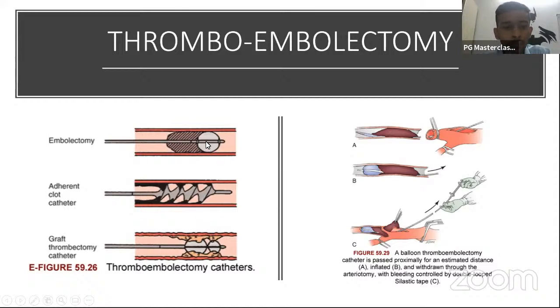So it's a balloon catheter similar to the Foley's catheter that we use. In this, the balloon is deflated completely, and the catheter is passed distal to the clot. And then the balloon is inflated, and along with the inflated balloon, the entire clot is pulled out through the incision. These methods can be done percutaneously or by open exposure of the vessel.